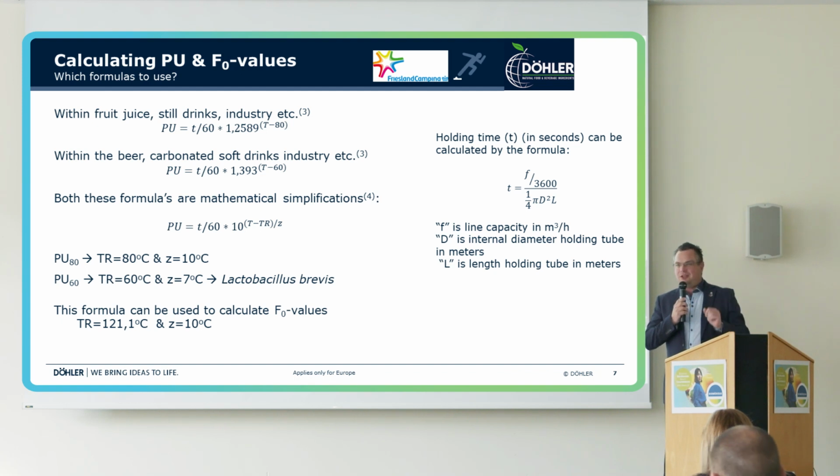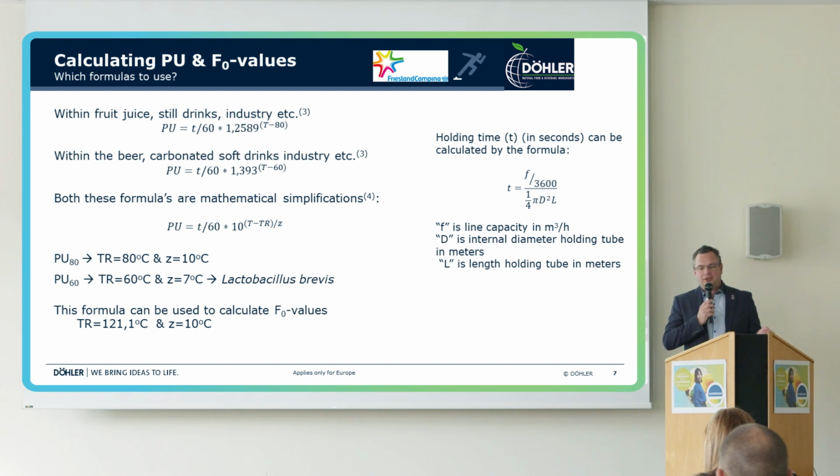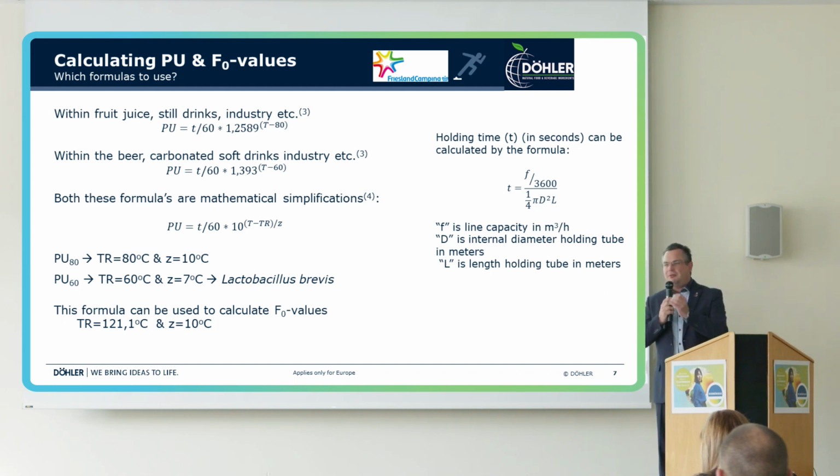Now here it becomes interesting, as pasteurization units at 80, PU80, can be connected to the D80 value. So if you know your organism, you know your decimal reduction time, with your pasteurization units from your production line, you can make the link and calculate how many logs of reduction you actually have, what you need.